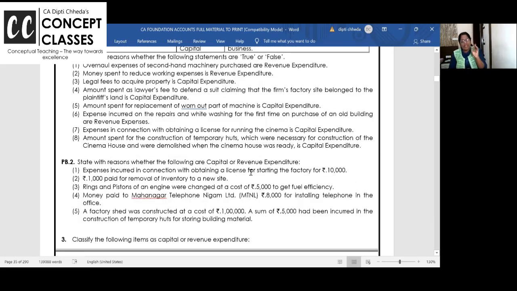Now, very important: if you get this question in true and false, this is asked in MCQs also. I'll share that with you today at the end of the class. But suppose this is asked in true and false, like the most jumbo question I took yesterday. In true and false, you can't just write capital or revenue. You have to write true or false with reasoning. Like routine overhauling, meaning repair expense of plant and machinery, is routine, so it is revenue. But if it is incurred for the first time before you start using the machinery, then you capitalize it.